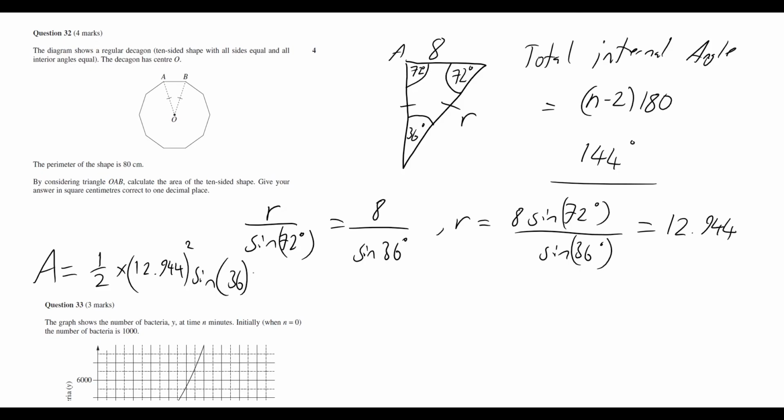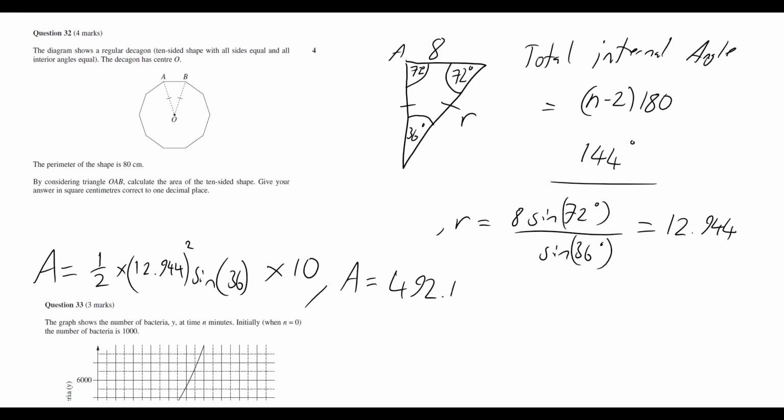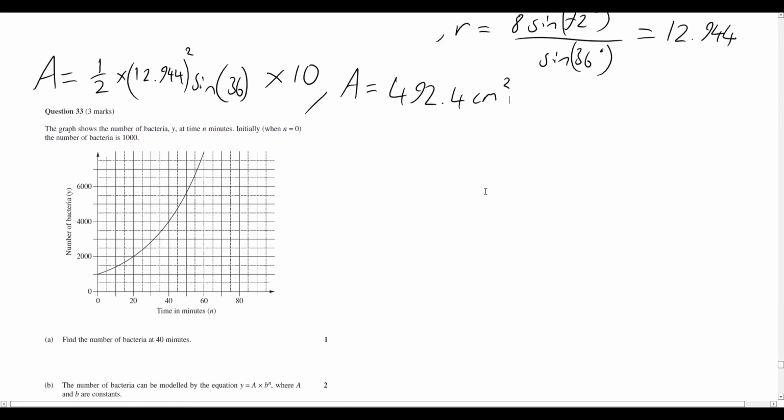And that gives us the area for one triangle, but what we want to do is figure it out for the entire decagon. So all we need to do now is times that by 10, and then we'll have our final answer. So the total area is now going to be equal to 492.4 centimeters squared. And there we are. So that's question 32. So as I said, not many people actually got that answer correct. I think it was one of the highest rates of unsolvability, shall we say, in recent years of the HSC.